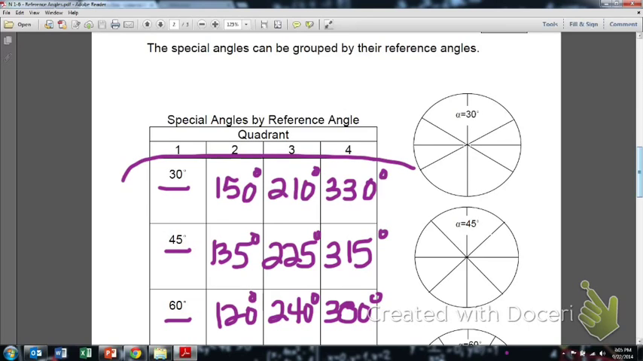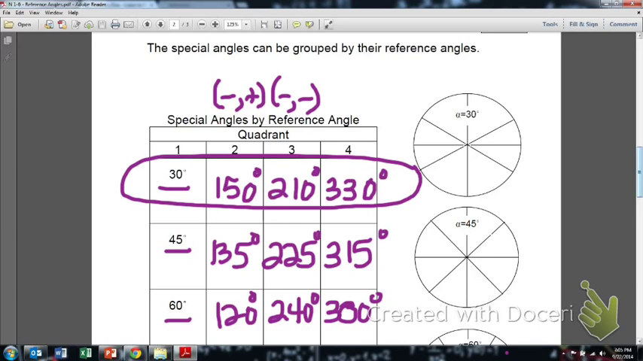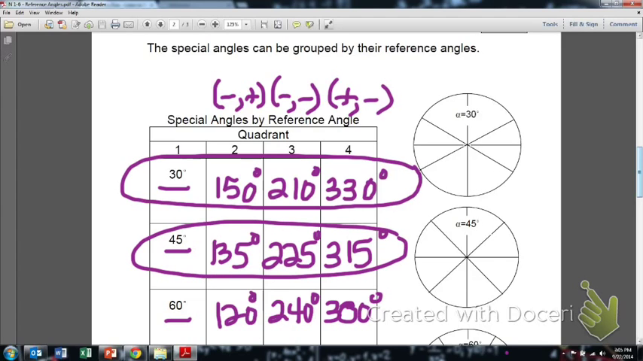So all of these angles have the same coordinates, it's just depending on the quadrant. In the second quadrant, the x is negative and the y is positive. In the third quadrant, the x and the y are both negative. And in the fourth quadrant, the x is positive and the y is negative. Right? But other than that, they have the same coordinates. Same thing for all the 45s, all the 60s. Right? We've talked about how you can tell the reference angle.